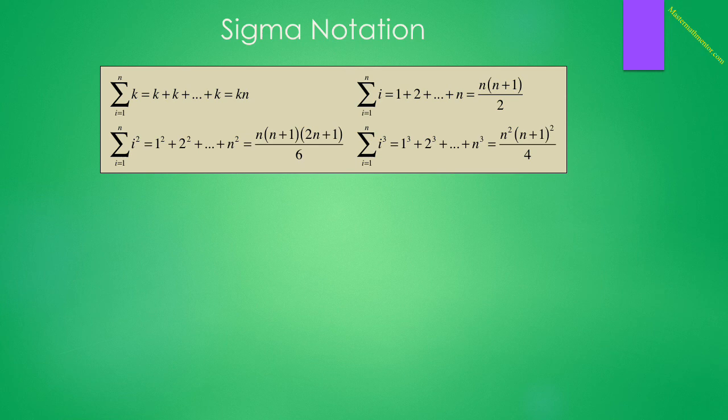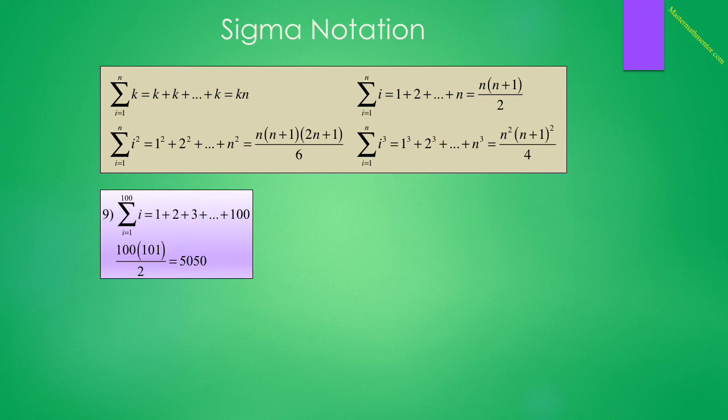The summation I equals 1 to n of I squared, which is the sum of the squares of the first n terms, which is 1 squared plus 2 squared plus dot dot dot plus n squared, can be written as n times n plus 1 times 2n plus 1 all over 6. And finally, sigma I equals 1 to n of I cubed, which is the sum of the cubes of the first n numbers, is 1 cubed plus 2 cubed plus dot dot dot plus n cubed, and that can be written as n squared times n plus 1 quantity squared all over 4.